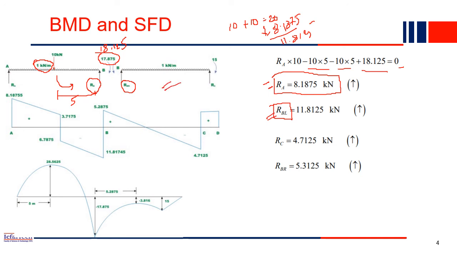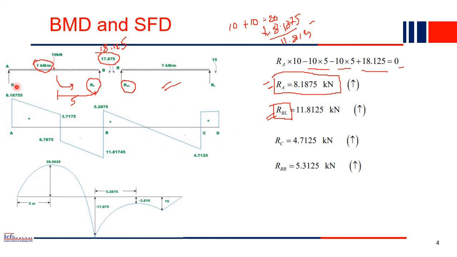Similarly, for the right hand side diagram, find it out. Same process. What is RC? Take moments, similar moment equation, and find RC. The RC value is this much. Find RBR. That is this much. So once you know all the support reactions, now you can easily draw the bending moment and shear force diagram. So this is the shear force diagram.